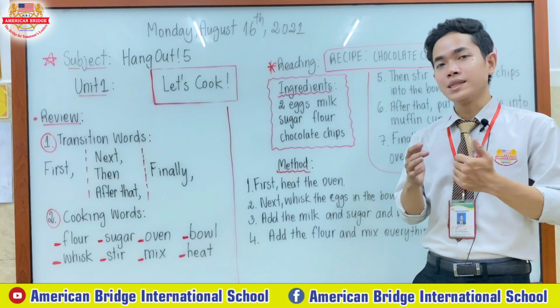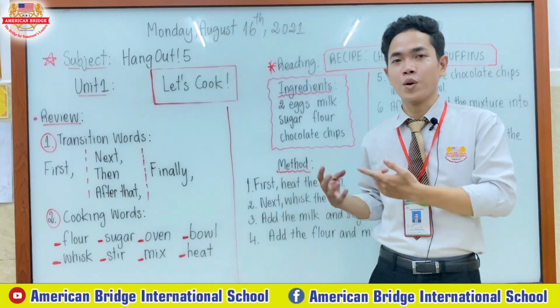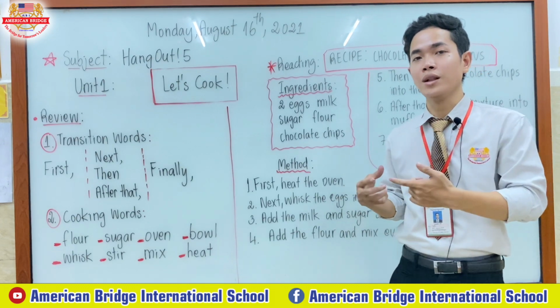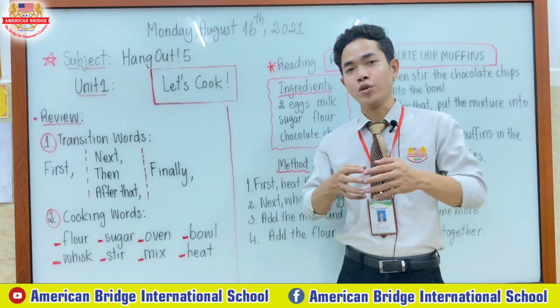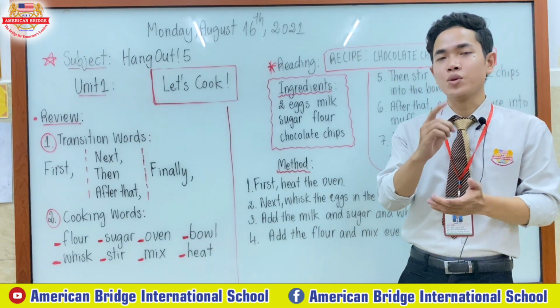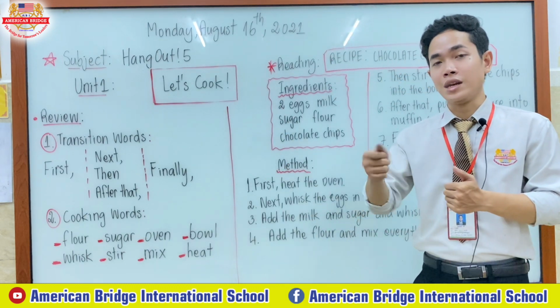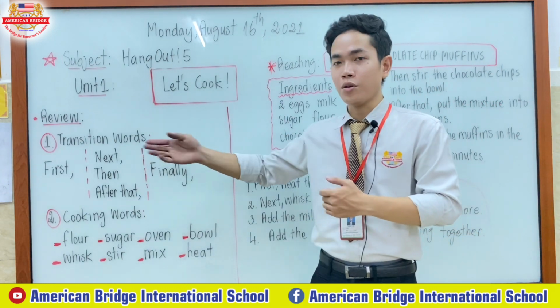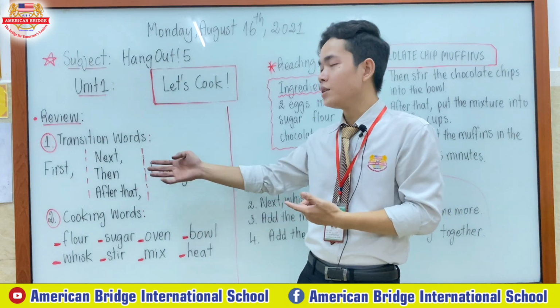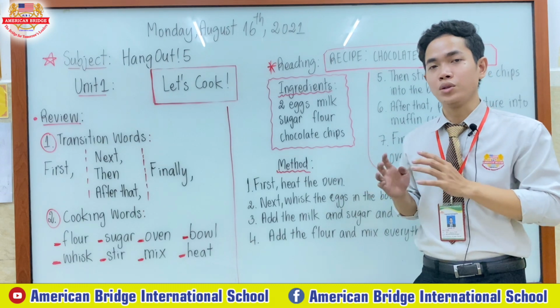The reason we use the transition words is in order to tell someone about the steps that you will do something. For example, if you want to tell someone how to bake a cake, you will use the transition words. Like, first, you need to heat the oven, and next you will do blah blah blah, and then you will do blah blah blah. This is about the transition word usage.